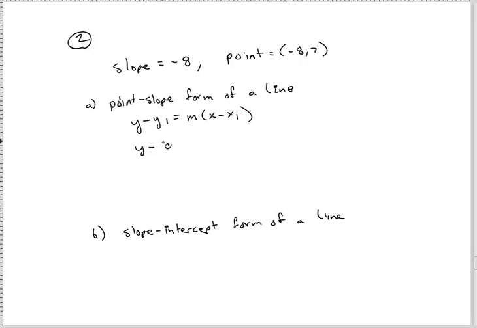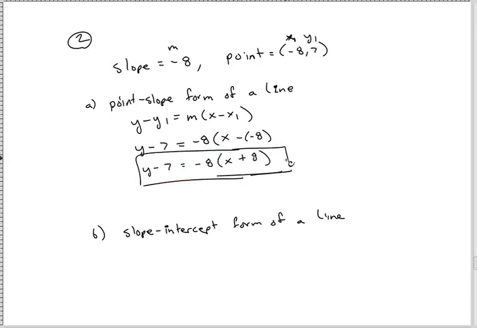So y minus the 7 is equal to negative 8, because this is little m, by the way. This is x1, this is y1. If that wasn't obvious, there you go now. And then x minus a negative 8. We need to simplify a tiny bit, and that means the 2 negatives will make a positive, wherever you see that. And on your homework program, that's it, and you're done. That's done for part A.